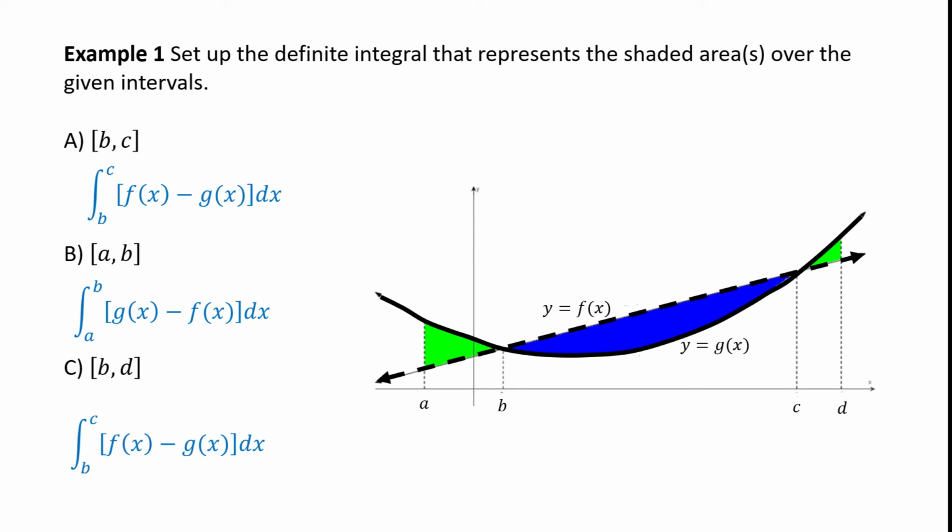We also need to add from c to d, and in that interval the arc g of x is above the line f of x, and we write that as the integral from c to d of g of x minus f of x dx. The crucial takeaway from this example is when you set up the area between curves, make sure that you have the top function minus the lower function.